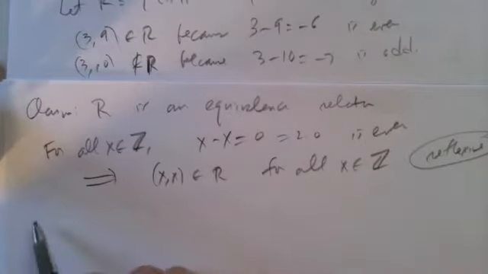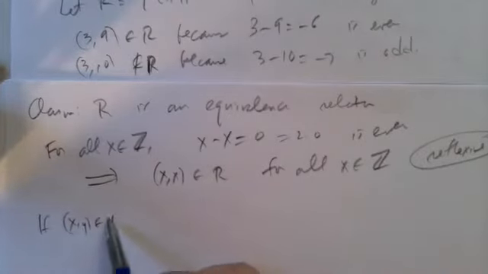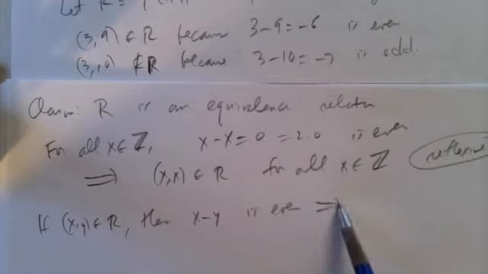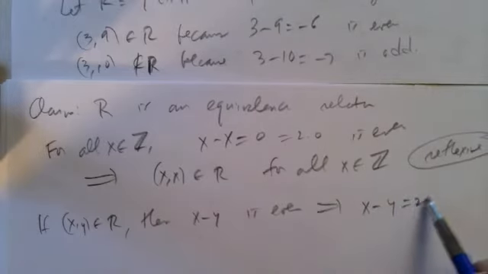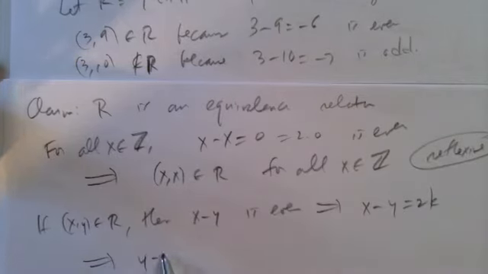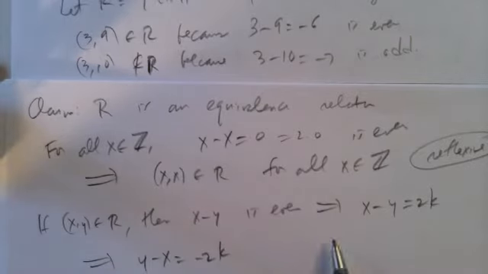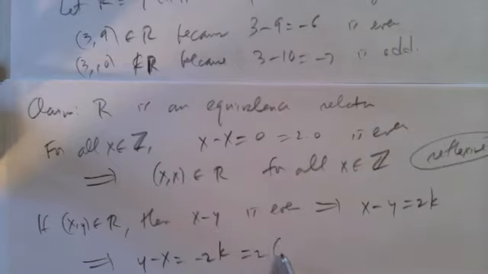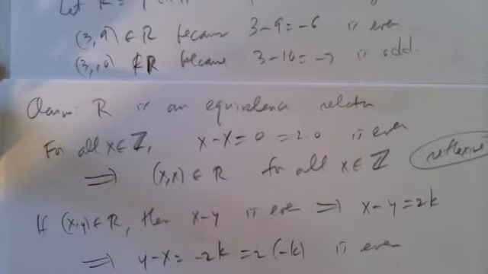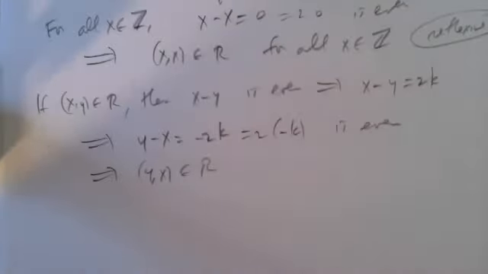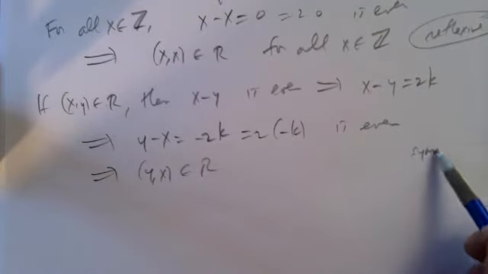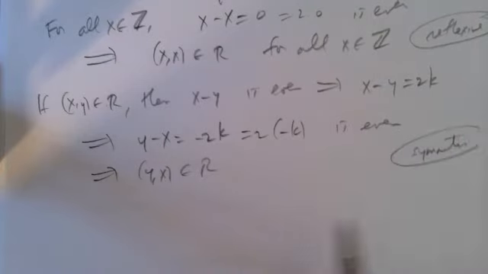Why is it symmetric? If the pair xy is in R, then x minus y is even, which means x minus y is 2k for some integer k, which means y minus x, multiplying by minus 1, is minus 2k, or 2 times minus k, which is also even. So the pair yx is in R. So if xy is in R, yx is in R. So this relation is symmetric.